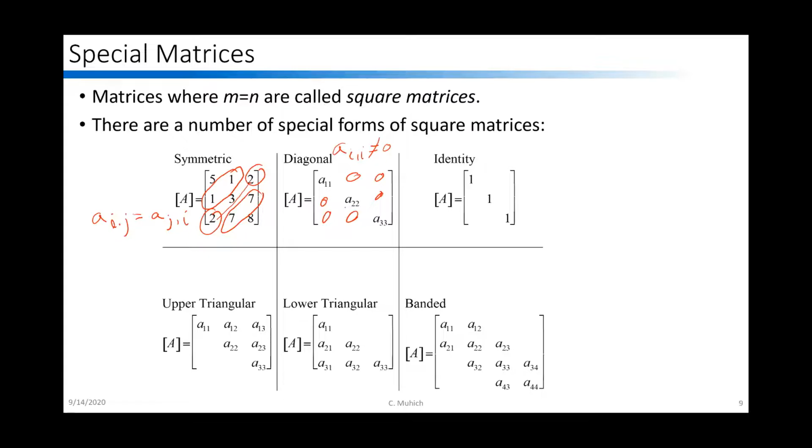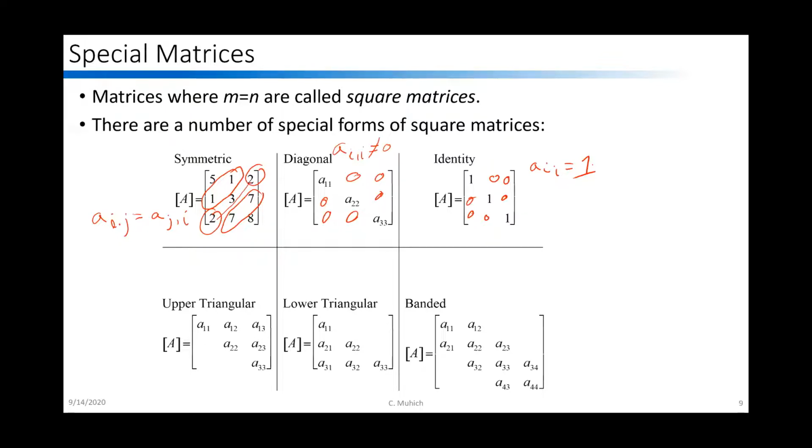There's a special case of the diagonal matrix called the identity matrix. In this case, not only do we have zeros in all the spots that aren't on that diagonal, but the diagonal a i,i is equal to 1. This is really important because the identity matrix is essentially our 1. We can multiply any matrix by it and we get back that same matrix.